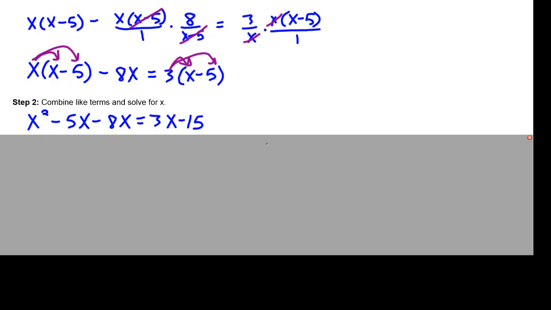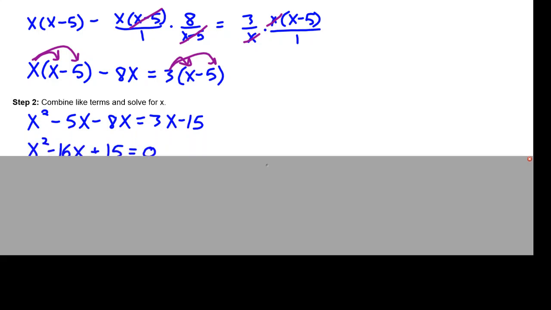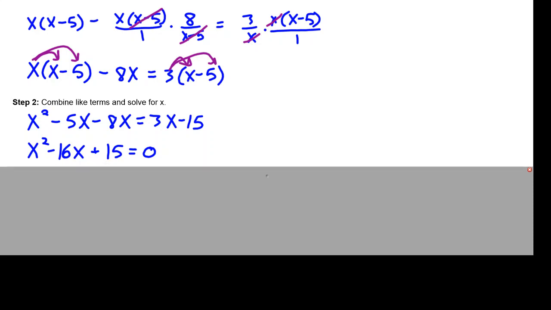So doing this distribution really opens up the problem and allows us to combine like terms. And that's what I did with our next step here. I combined the negative 5x and negative 8x, and I subtracted 3x from both sides. That gave us negative 16x, combining all the x terms. And then I added 15 to both sides. So now everything is on the same side of the equation, set equal to 0. Anytime you see an x squared, that's what you want to do. Because x squared means that we're dealing with some type of quadratic equation, where we're going to have to do some factoring.